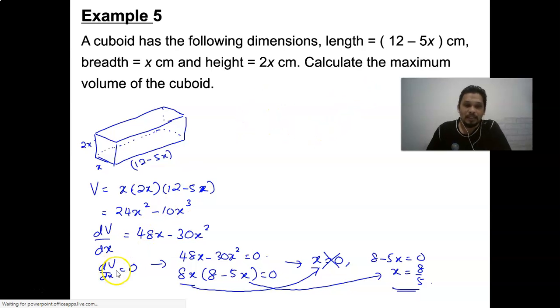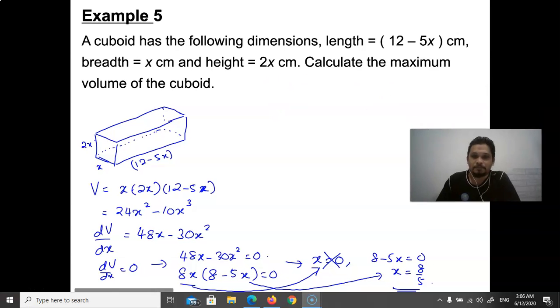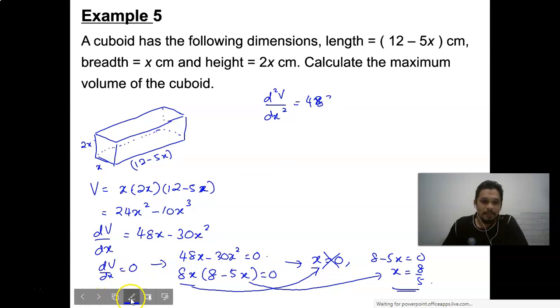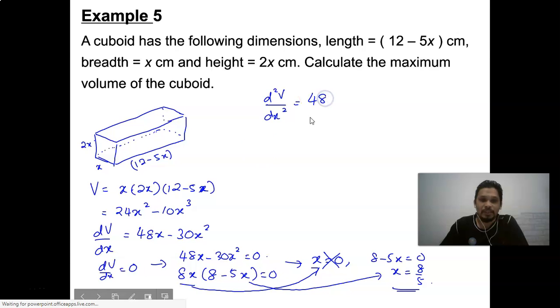So now, with the first derivative, which is dV/dx equal to 48x minus 30x squared, then the second derivative of V, the volume, with respect to x, equals 2 times 24, 48, sorry. 48x minus 30x squared. The second derivative should be derived from this one here. Okay, I made a mistake here, sorry for that.